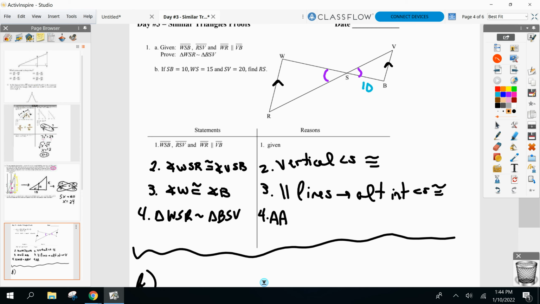SB is 10, WS is 15, SV is 20. How about side RS now? They're similar, so their sides are in proportion. Come up with a good proportion in your group. Go ahead, about a minute.